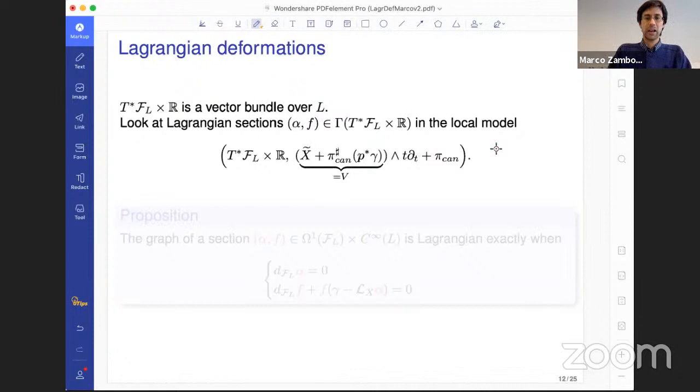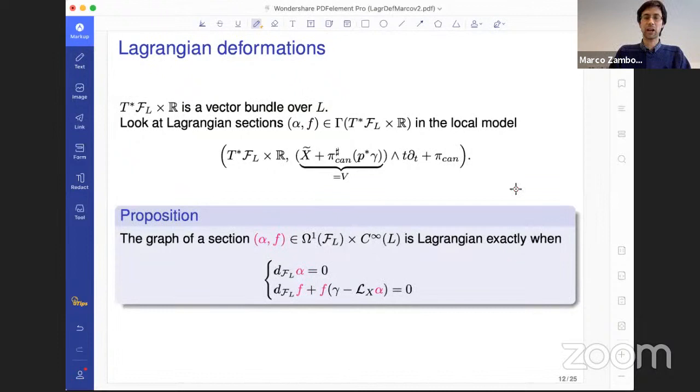And since things are so explicit, you can actually compute things by hand. So you take such a pair, you check when its graph is Lagrangian, and it turns out that it happens exactly when these two equations are satisfied. Okay, so what do these two equations say? Well, alpha is a foliated one form, and the first equation just says that it has to be closed with respect to the leafwise differential. So this is nice because it's a linear condition. And then there is a second equation that involves both F and alpha.